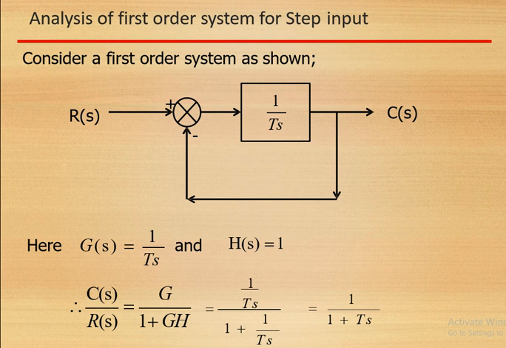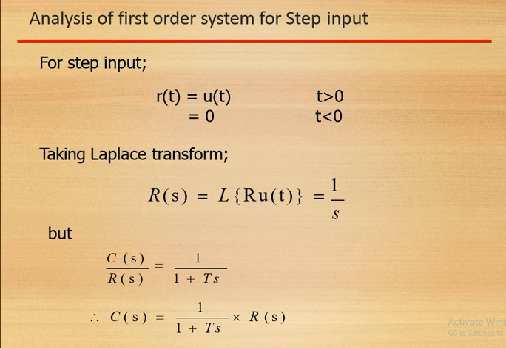Now C(S) by R(S) that we have got here is 1 upon 1 plus TS. Now what is the next thing? The next thing is that we have to do the analysis of a first order system for a step input.